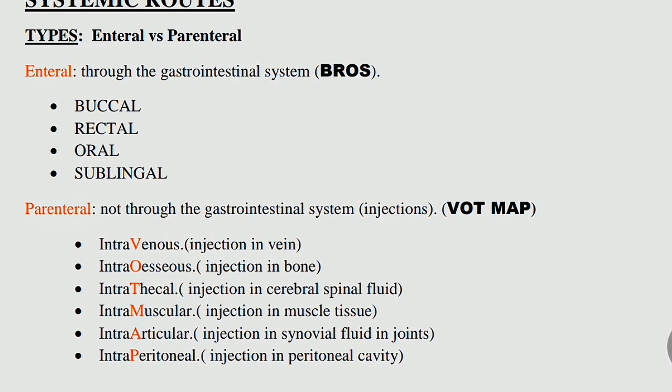So when we say intravenous, we mean inside the vein. Intraosseous, inside the bone. Intrathecal, cerebral spinal fluid. Intramuscular, inside muscle tissue, right? And then intra-articular, also an injection in the synovial fluid of the joints, right? Intraperitoneal, injection usually in the peritoneal cavity.